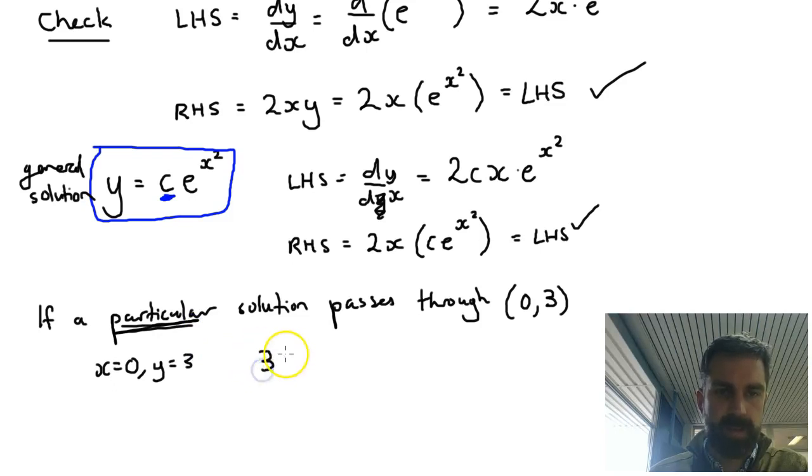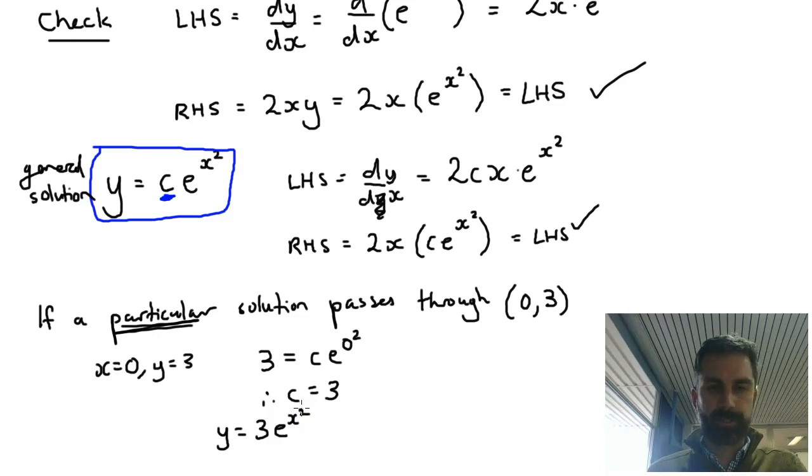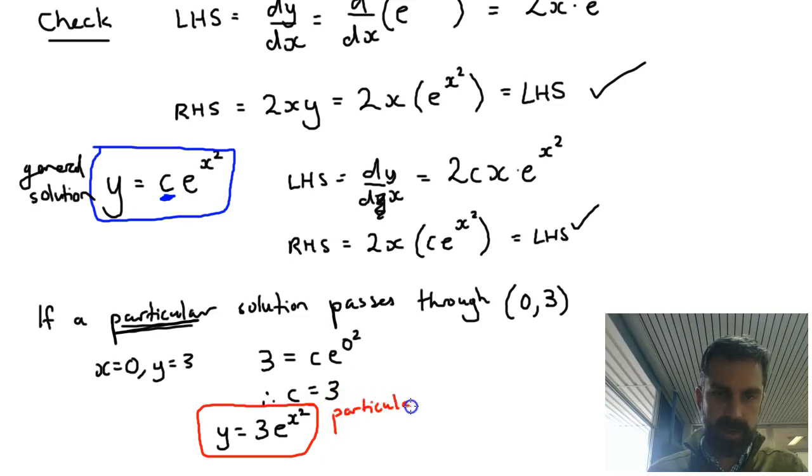So that means that going by our general solution up here, 3 is equal to c times e to the 0 squared. Well, e to the 0 squared is just going to be e to the 0, which is 1. So that means that c is going to equal 3. So that means that this particular solution is that y equals 3 multiplied by e to the x squared. So this one in the red box is our particular solution.